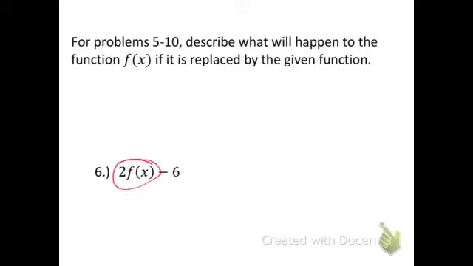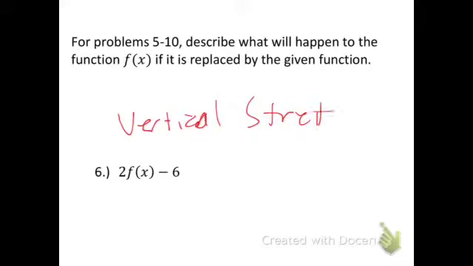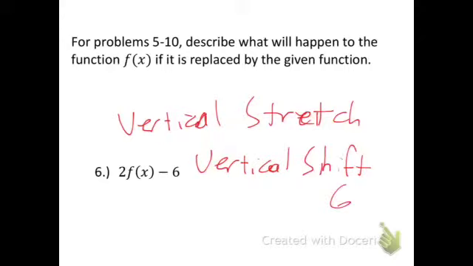This guy, we're going to times all the y values by 2, which would give us a vertical stretch. Whereas if you then subtract 6 outside, okay, so subtracting outside, you're going to have a vertical shift of 6 units. Oh, negative 6 units, so it's going to move everything down 6.